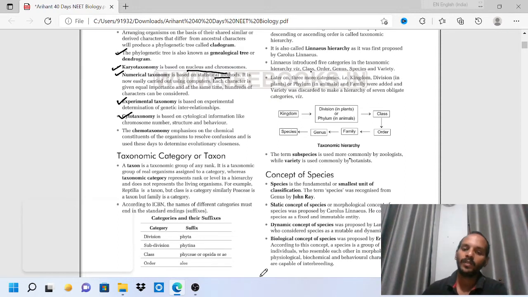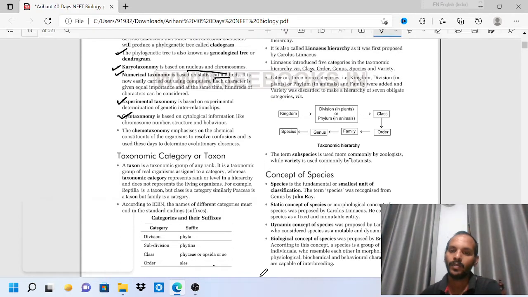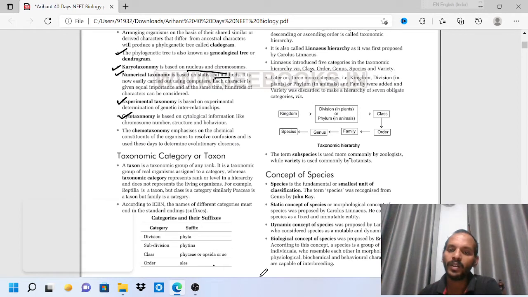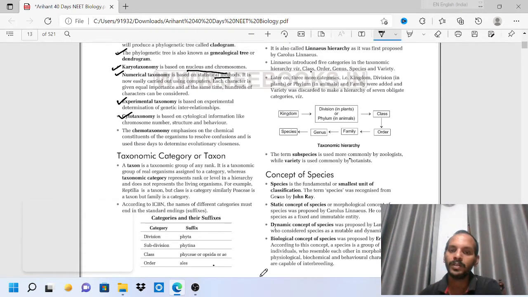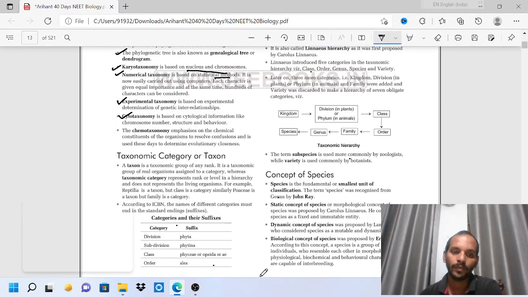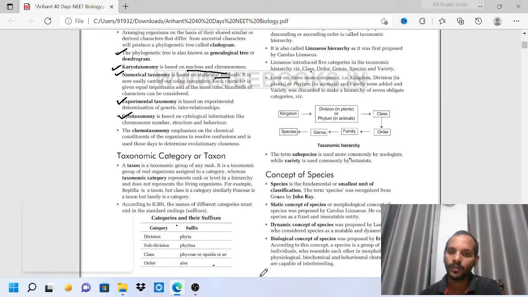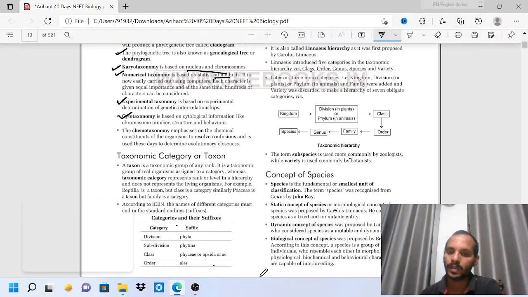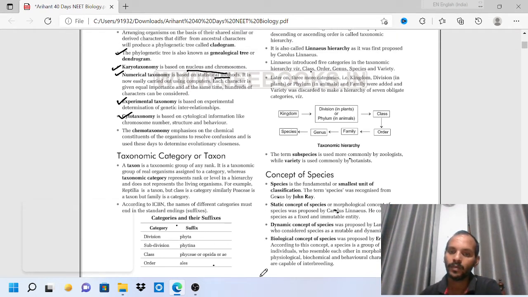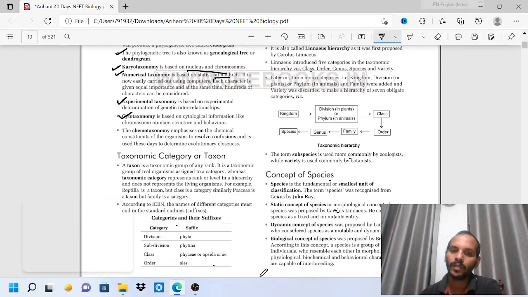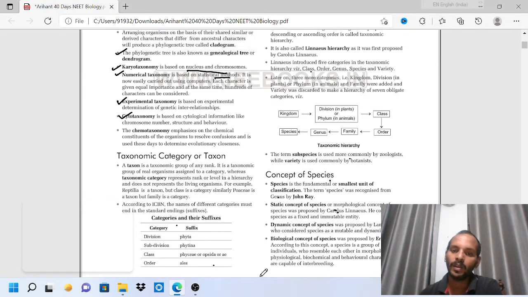Now, next. Here the concept is that species is the fundamental, smallest unit of life. The smallest unit of life. Species is the fundamental unit of classification.